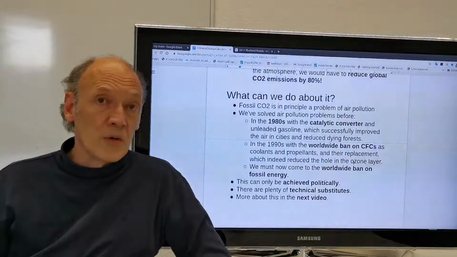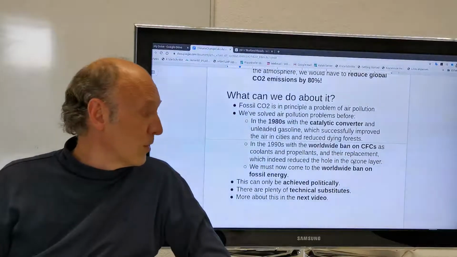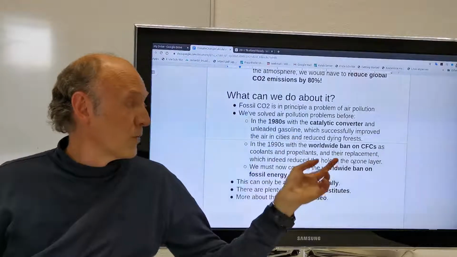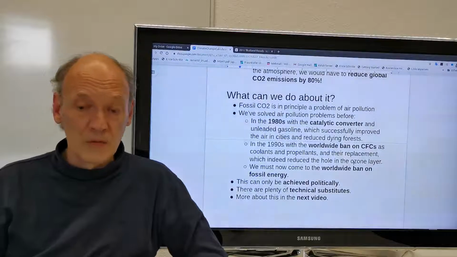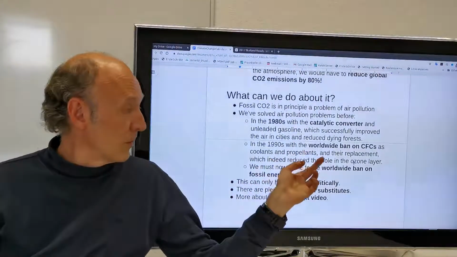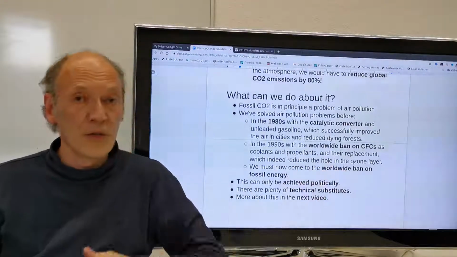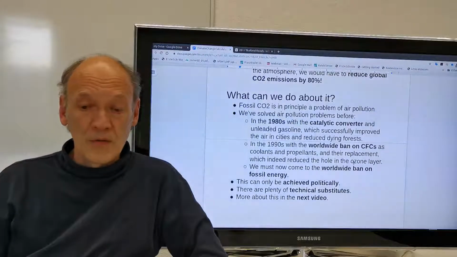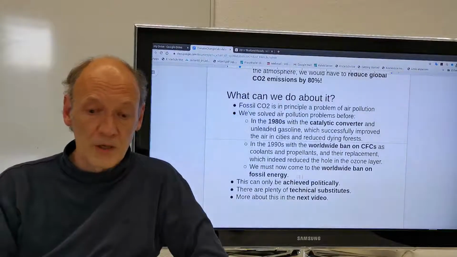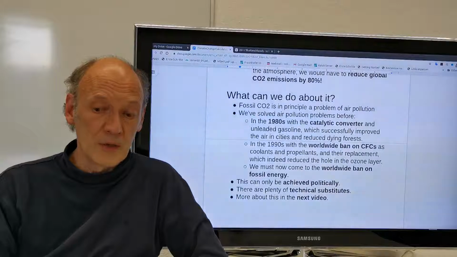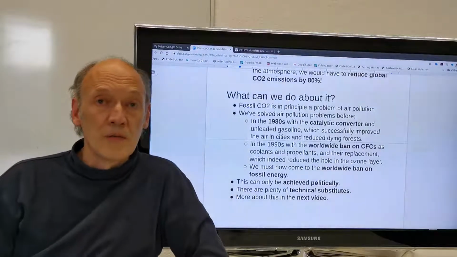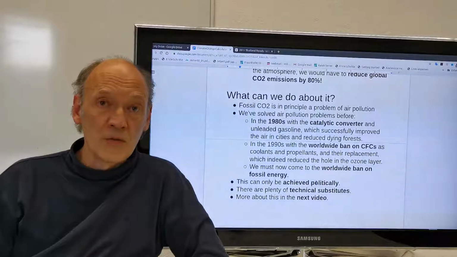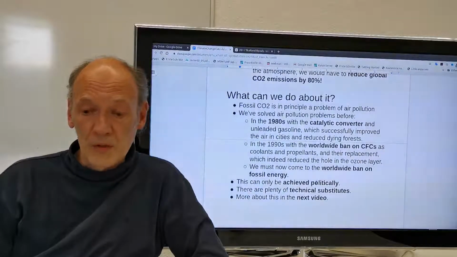So I'm wondering why we are not just doing the same with fossil fuel, right? It's just another CFC, sort of. So we now must come to a worldwide ban on fossil energy. And this can be done, but it can only be achieved politically, right? Like for the CFCs, there needs to be political cooperation, and there needs to be rules and regulations for the ban and for the replacement.